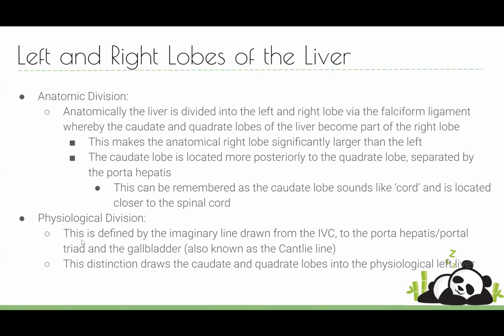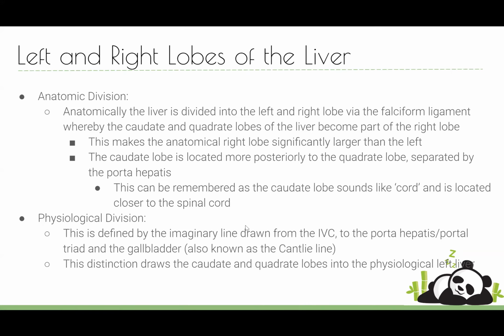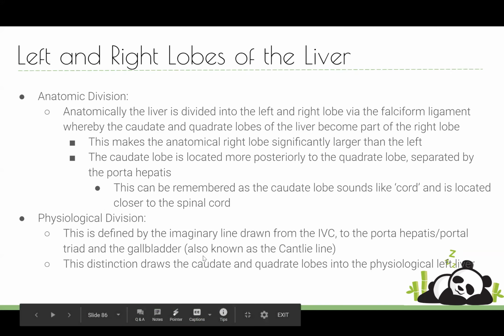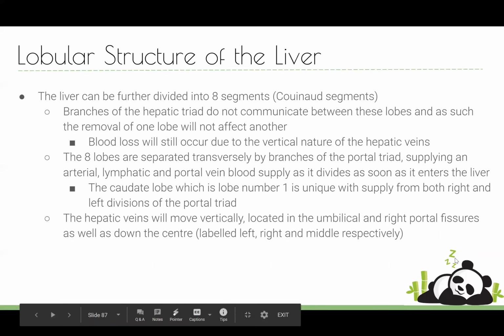The physiological division is defined by an imaginary line from the IVC to the gallbladder, through the porta hepatis. This is known as the Cantlie line. I always remember it as the can't lie line, because you can't lie about the division. It was a stupid thing in class once, but it's stuck. Hopefully that is useful for you guys. This makes the caudate and the quadrate part of the physiological left liver, and it makes a much more balanced differentiation of the two surfaces.